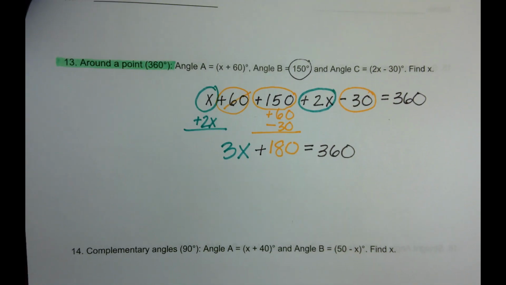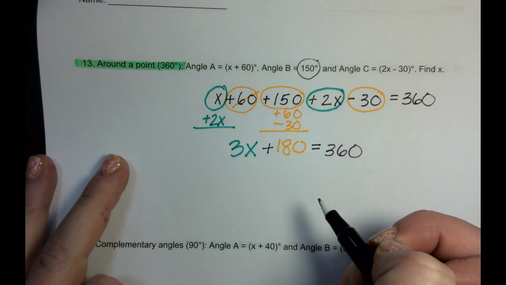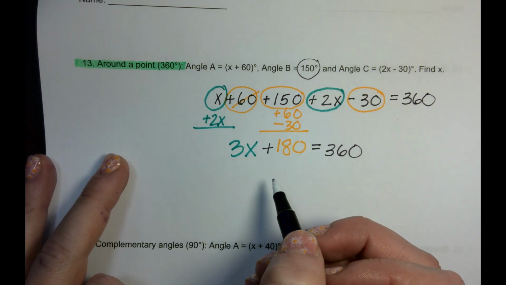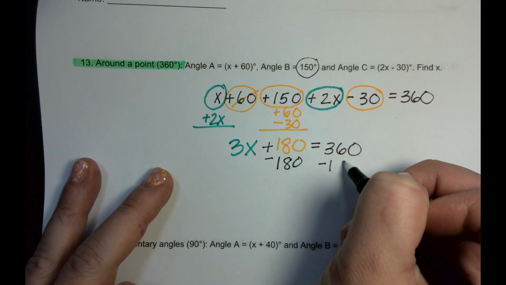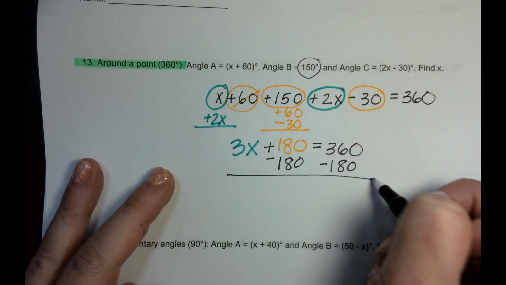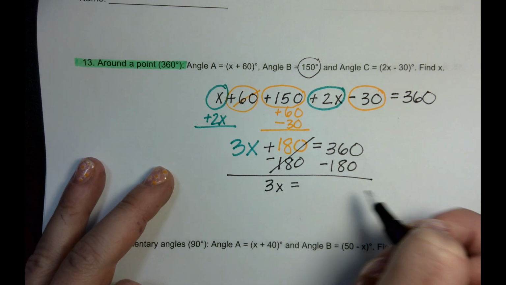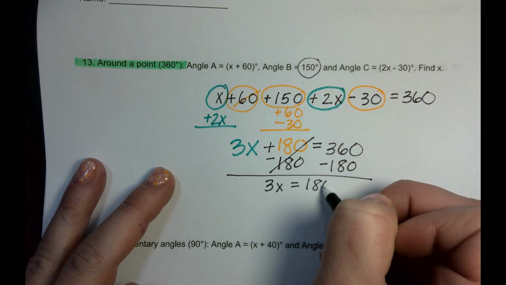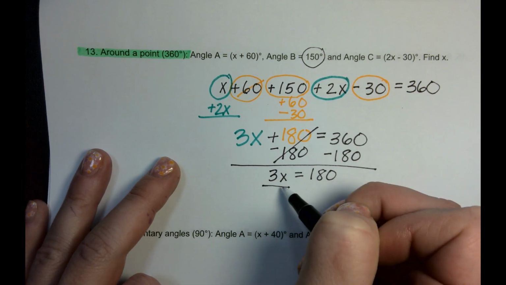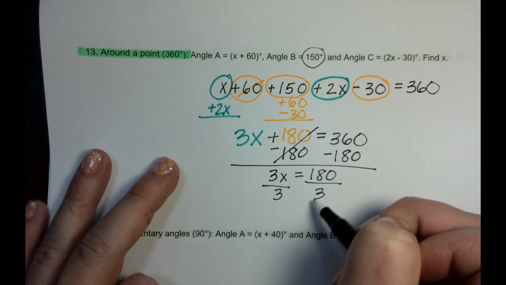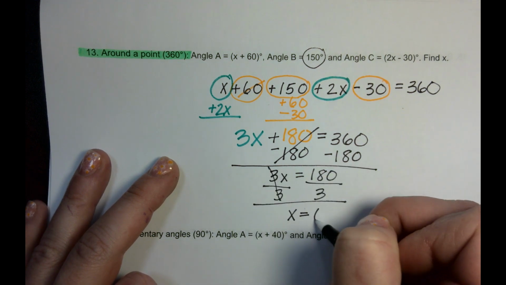Okay, what do we do next? Divide by 3 on each. Divide by 3 already? No, minus 180. Yes, minus 180. I completely forgot. That's okay. So minus 180 on both sides, and that's going to give us 3x equals what? 180. Now divide by 3. Good. And that gives us x equals what? 60.